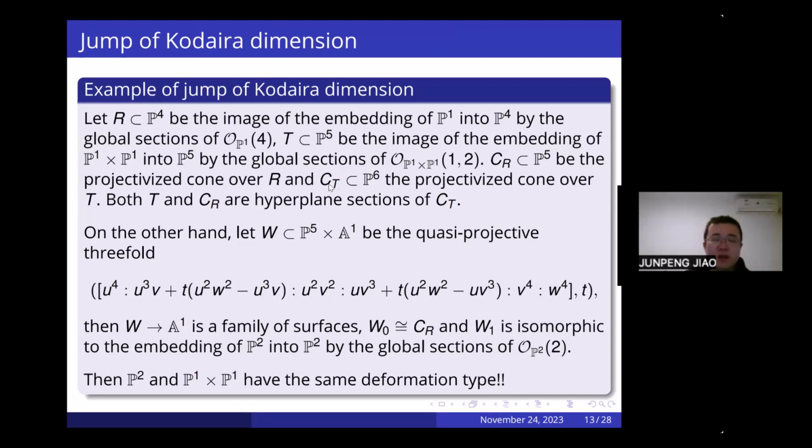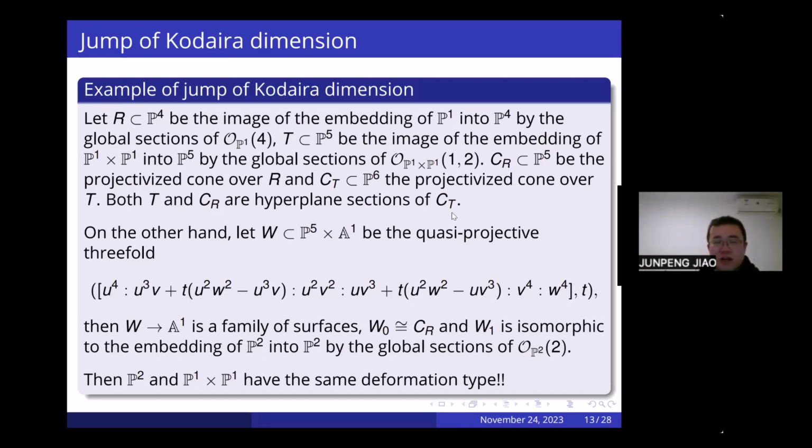T. And then we define C_R to be the projectivized cone over R, and C_T the projectivized cone over T. Then because R is a general hyperplane section in T, this C_R is a general hyperplane section in C_T. And also, it is easy to see that T is also a hyperplane section of C_T. So we know that both T and C_R are hyperplane sections of C_T.